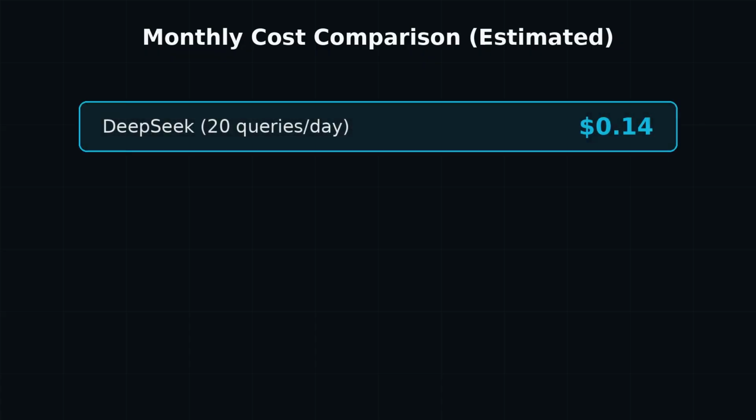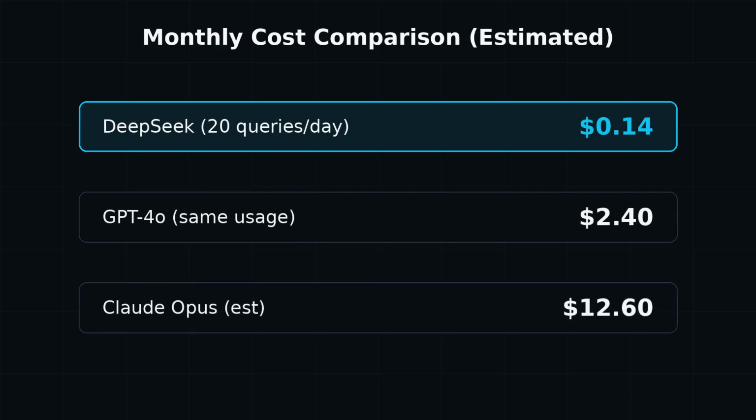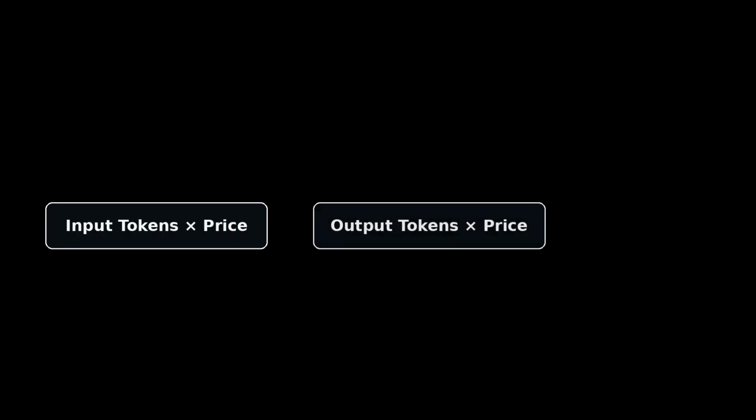Switch to a premium model like GPT-4o, with estimated input and output prices of $2.50 and $10 per million, and that same usage jumps to about 8 cents a day, or $2.40 a month. Now factor in the hidden context. If each of those queries carries a large background document, the input count could spike to 50,000 tokens, multiplying your costs by 100.